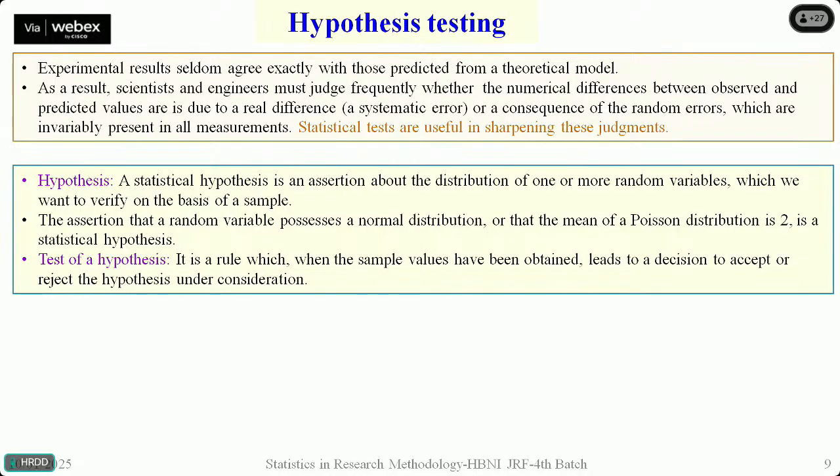In that case, if Z is equal to plus or minus 2, that means we are 95.4% confident that our value is exactly matching with the true value. That will be our hypothesis. Our value is matching, and with 95.4% confidence, we are telling that yes, we have achieved the target.